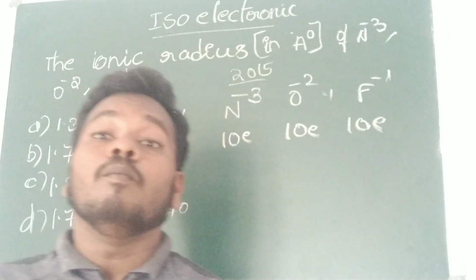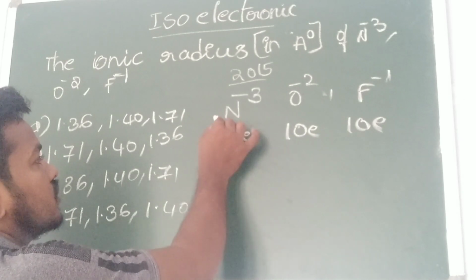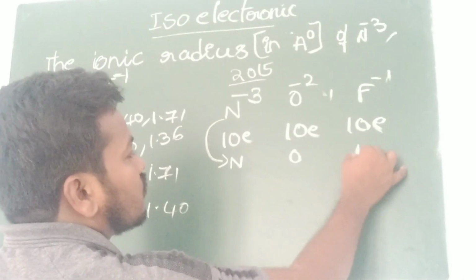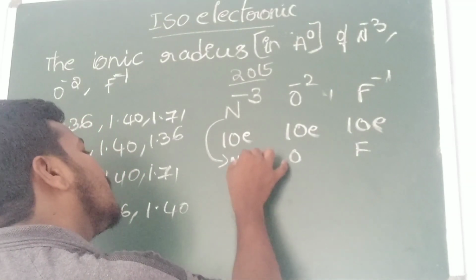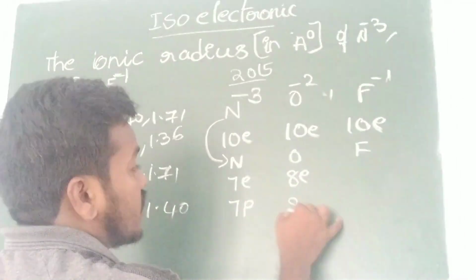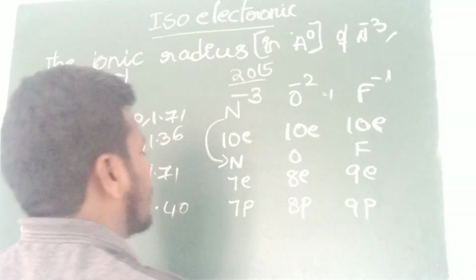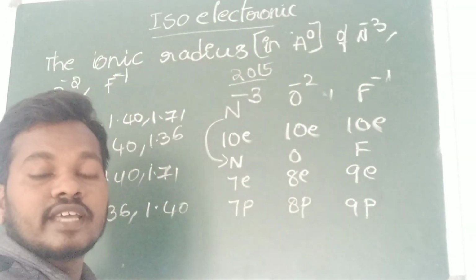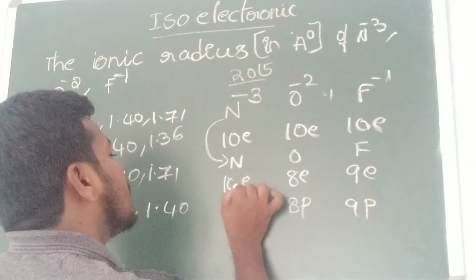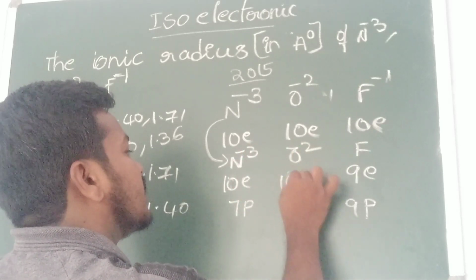Just now I told you the trick: maximum negative charge, more size. Of course nitrogen has the more size. Now I will give the explanation of why. Nitrogen, oxygen, fluorine. Before gaining electrons, nitrogen has 7 electrons with 7 protons, oxygen has 8 electrons with 8 protons, fluorine has 9 electrons and 9 protons. See here, nitrogen has 7 electrons, 7 protons. After gaining, what will happen? 10 electrons are present. The proton number is not changing. Proton is nothing but the nuclear charge.